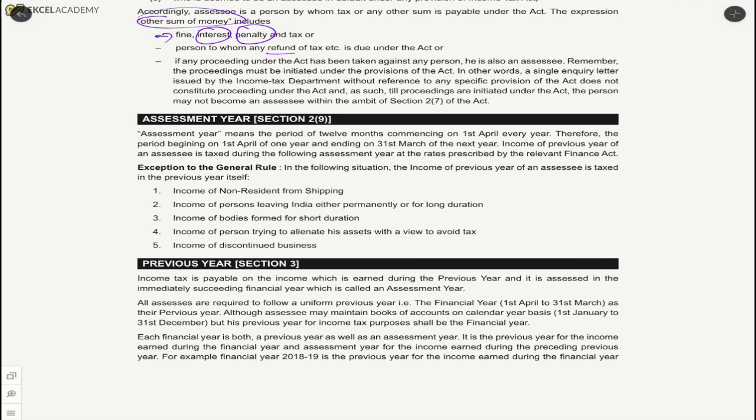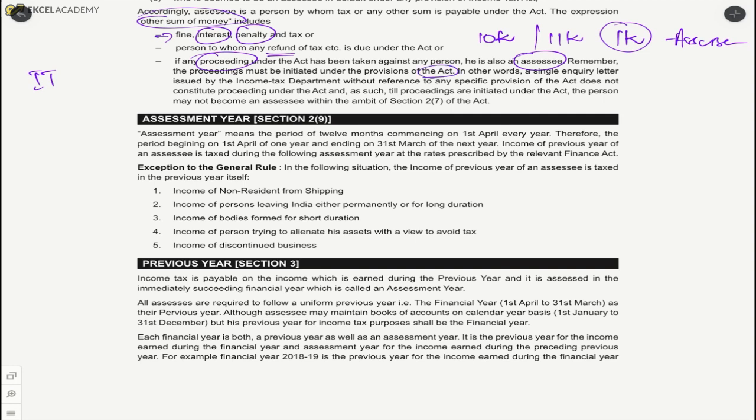Person to whom any refund of tax is due under the Act. That means your tax liability was only 10k and you paid 11k. In this case, 1k is the refund which is due to you. Even then you become the assessee. Next, if any proceeding under the Act has been taken against any person, proceeding under the Act, that means it will be initiated by the Income Tax Department. He is also an assessee. So it should be initiated on the provisions of this act, that means Income Tax Act.